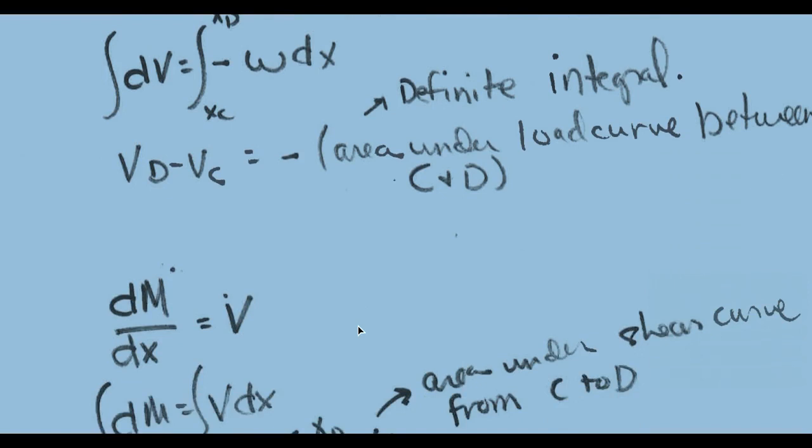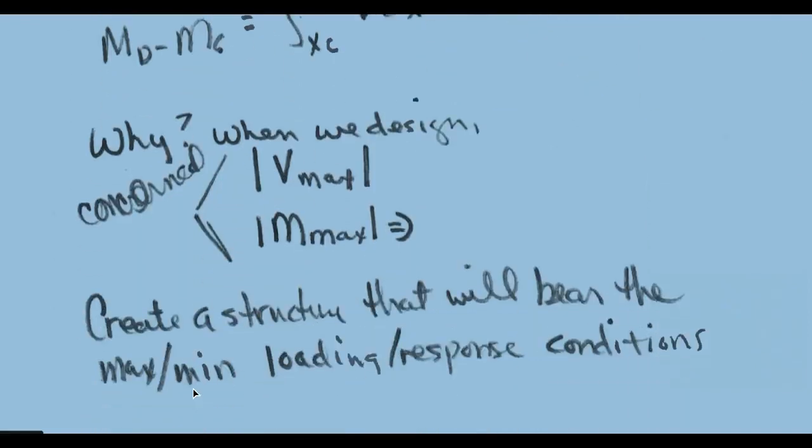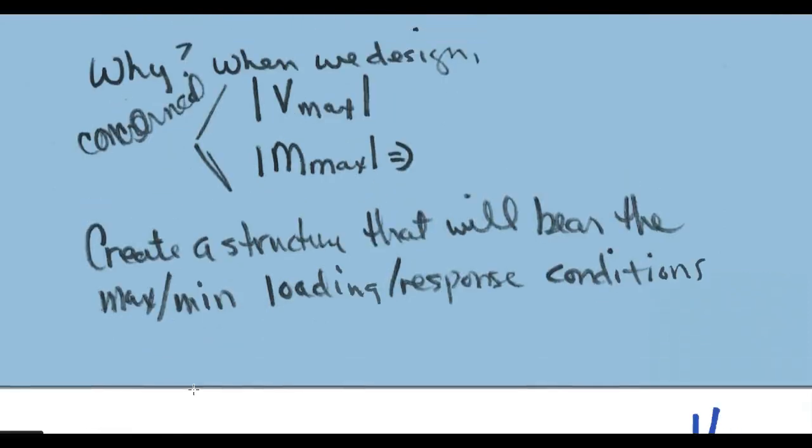And continuing with that thought, the first derivative of moment with respect to x is equal to the shear. We can separate that equation, integrate between two fixed points, and we determine this equation that the integral of V dx, or the integral of a shear function dx between those two limits, is equal to the magnitude of the moment at the end of the interval minus the magnitude of the moment at the beginning of that interval. So why are we interested in doing this?